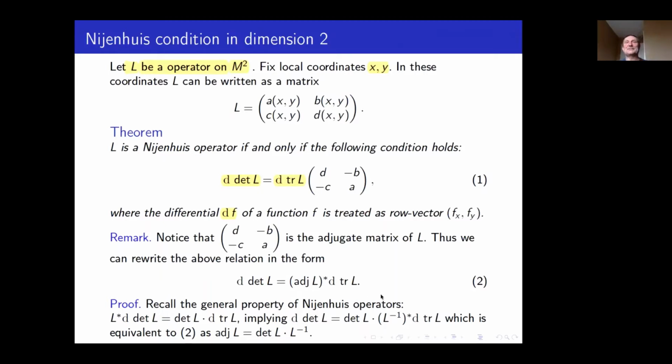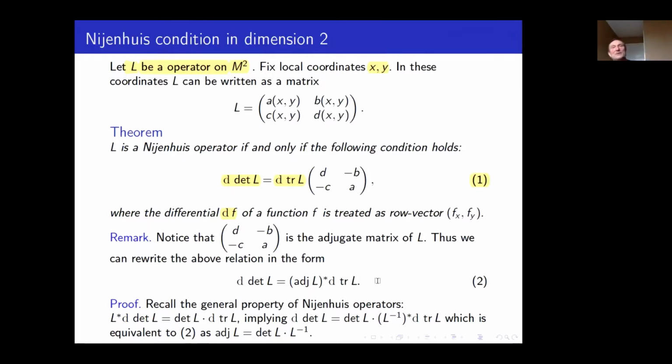Good. Is this condition here somehow unexpected, or should we expect something like this? Where does this relation come from? No, in fact, we have already seen something similar.